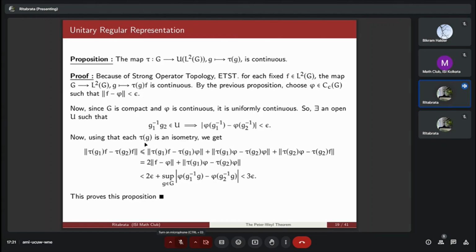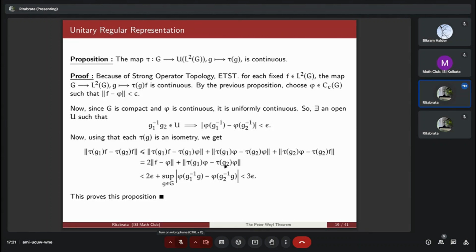Now we use that tau g is an isometry. Why? Because tau g is a unitary operator. Unitary operators are isometries. We get that the norm of tau g1 of f minus tau g2 of f can be easily approximated by our usual triangle inequality, and we use our isometry here. Basically, the norm of tau g1 of f minus tau g1 of phi is basically the norm of f minus phi, because tau g1 is an isometry. And we only need to approximate the second quantity.